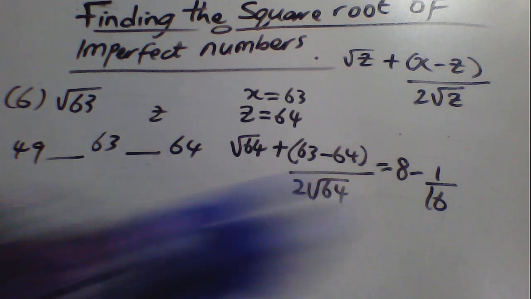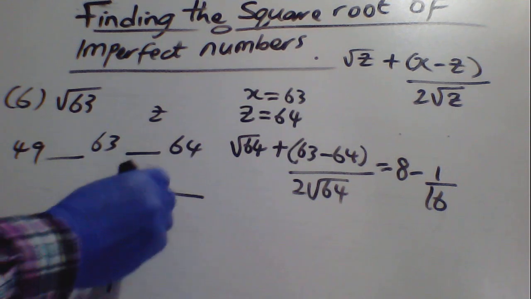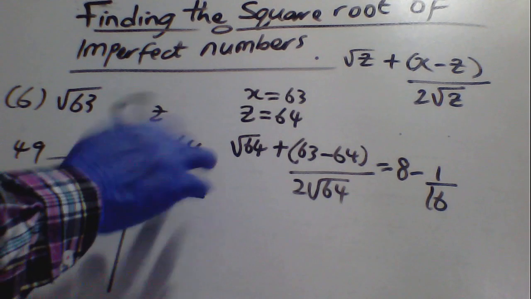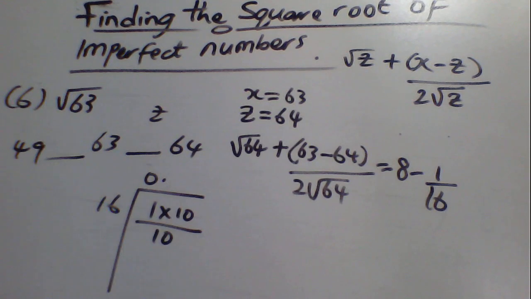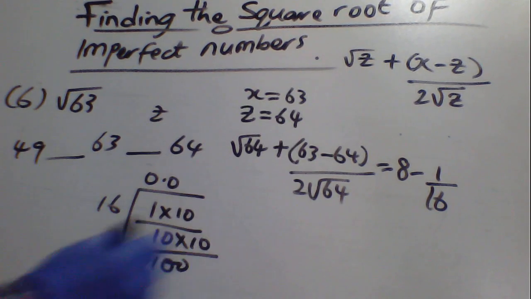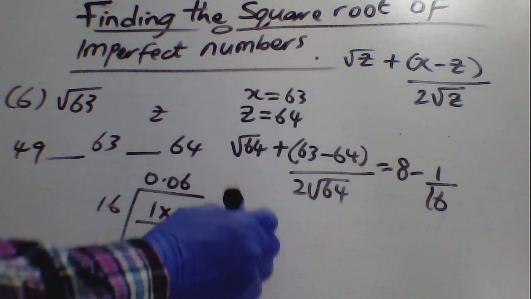So the next step is to convert this fraction part to decimal using long division. 1/16. 1 divided by 16, it cannot go, so you have 0, put a dot, multiply your answer by 10, you have 10. 10 divided by 16, it cannot go, add 0 here, multiply by 10, you have 100. 100 divided by 16, how many 16 are in 100? It's likely to be 6.